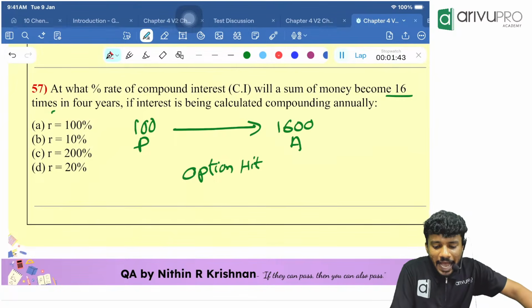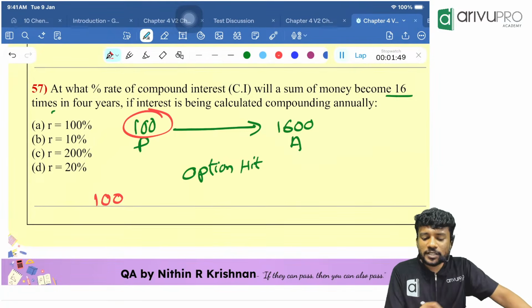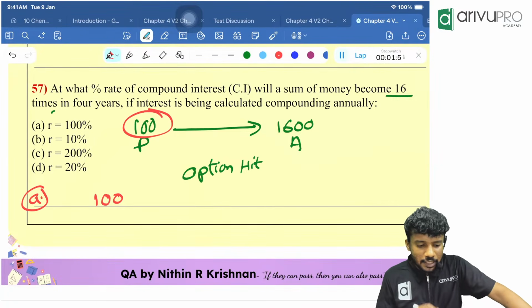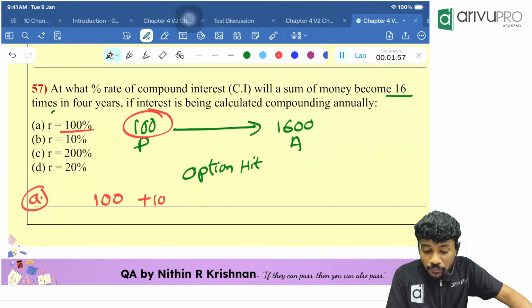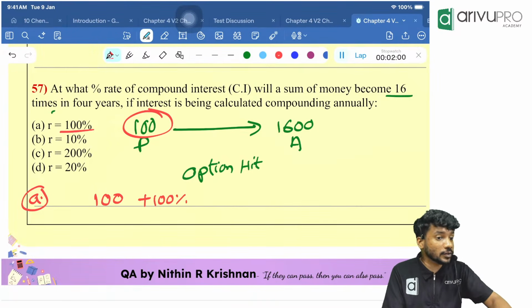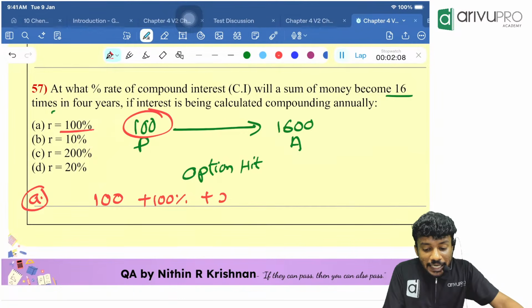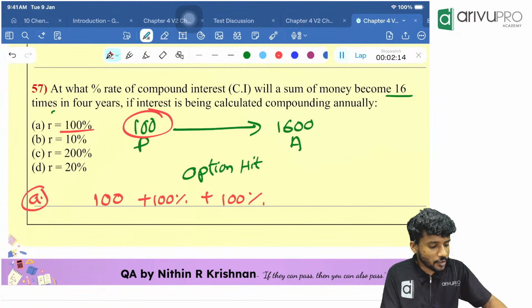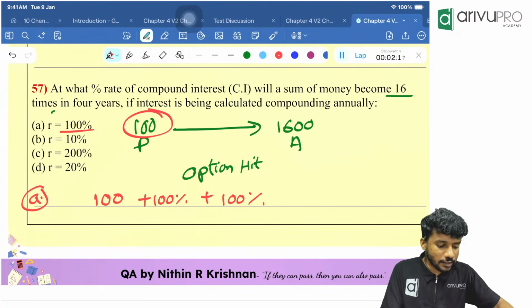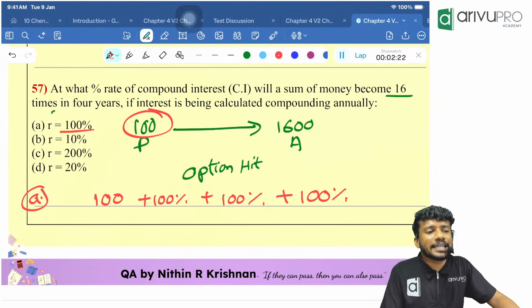First one, people. Everyone type the principal on the calculator. How much is the principal? 100. Then how much is the first rate percentage? 100% plus 100% for the first year. Type 100, then plus 100%. How much did you get the first year? 200. Then plus again another 100% for the second year. How much did you get, people? 400. Correct? Then plus 100%. How much did you get? 800.